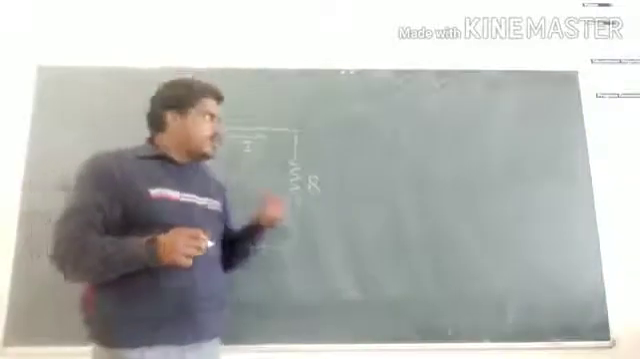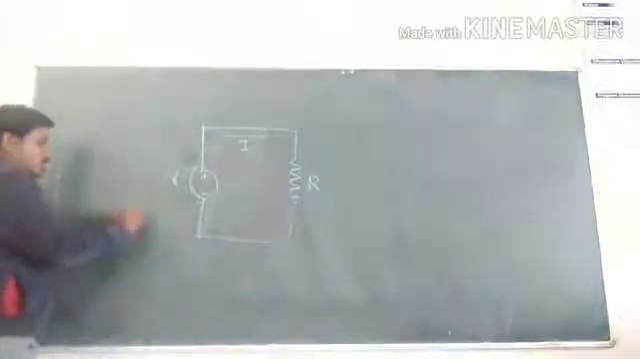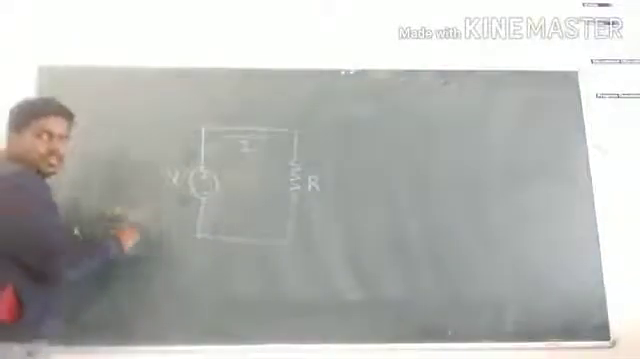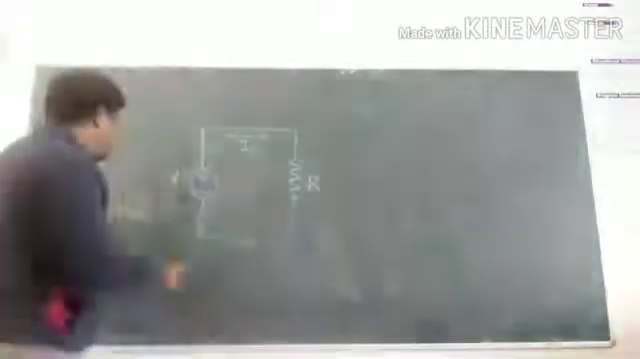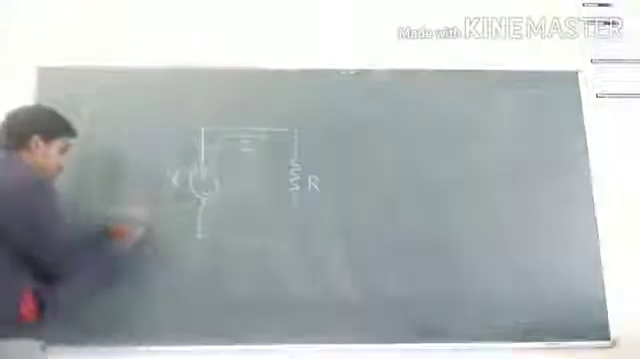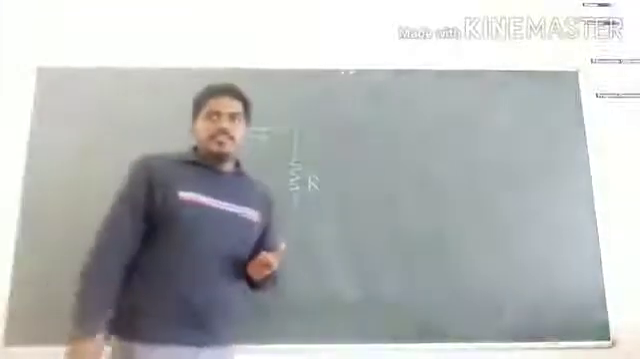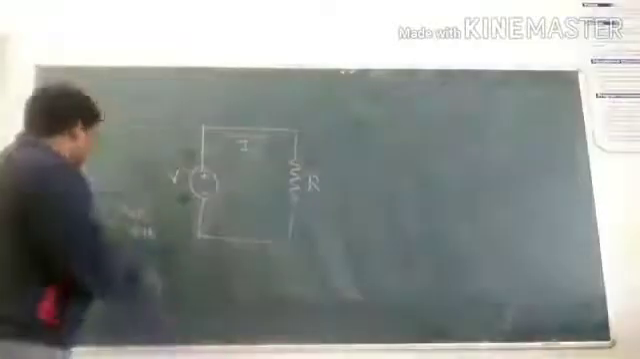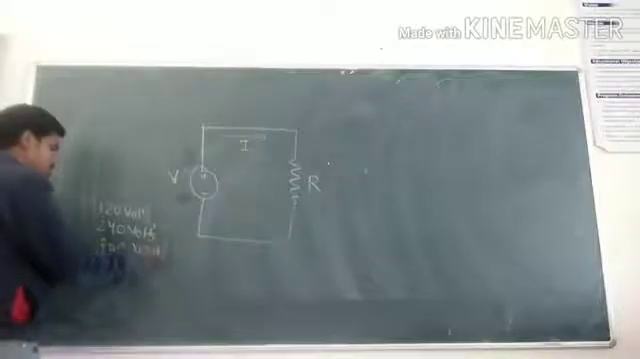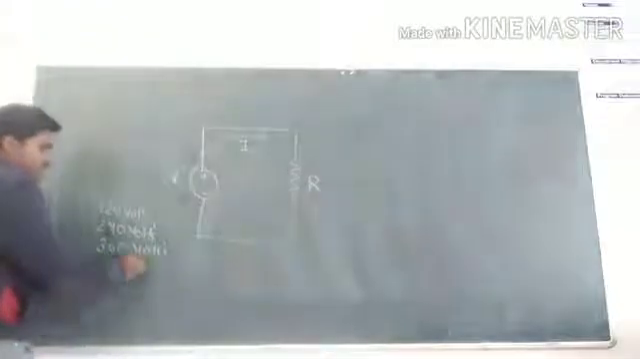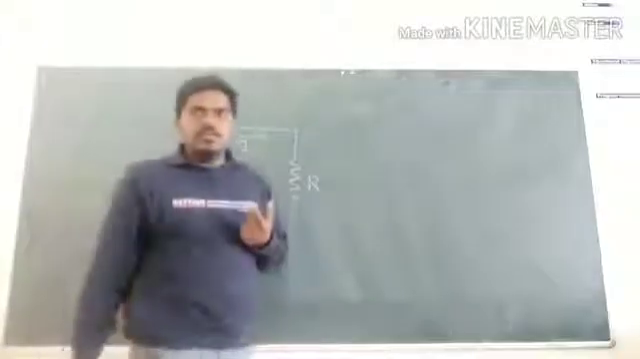Examples are 120 volts, then 240 volts, then 300 volts, 400 volts or 430 volts. So this is the voltage range.